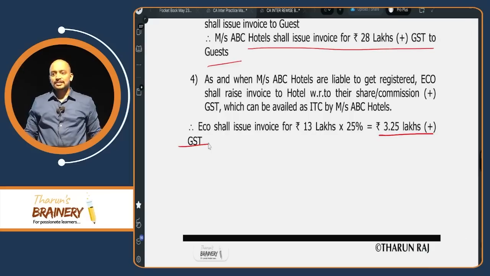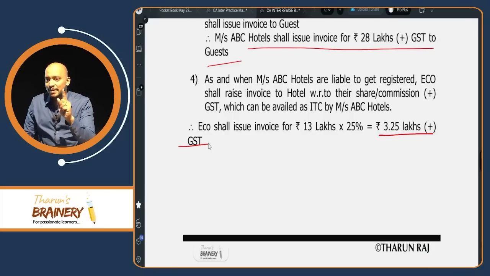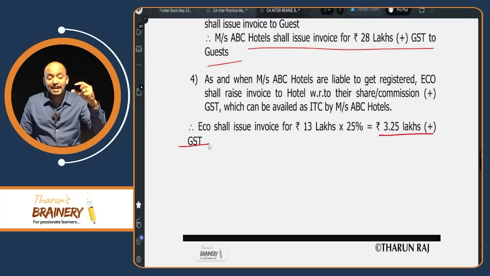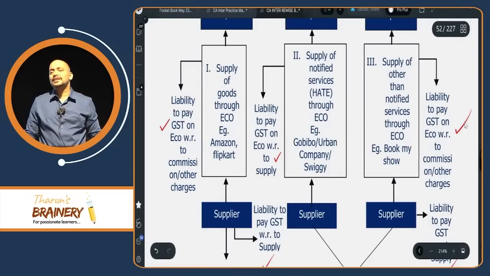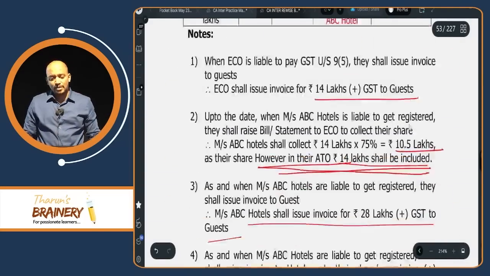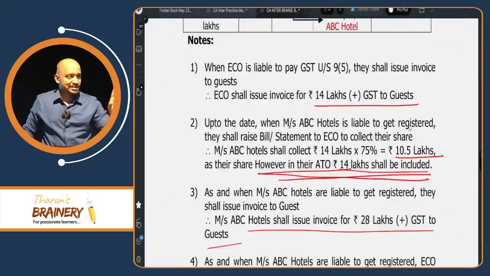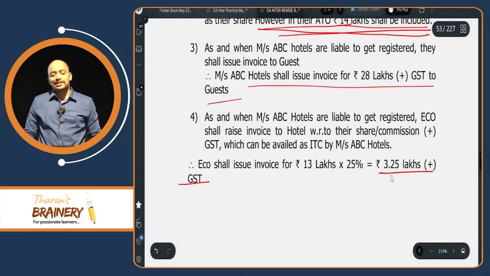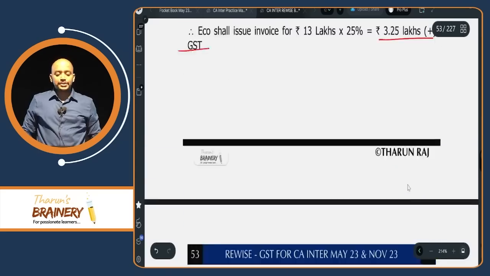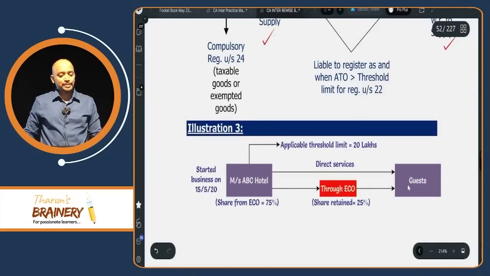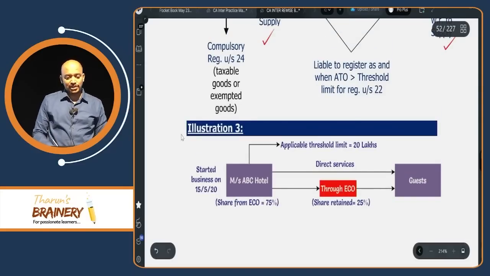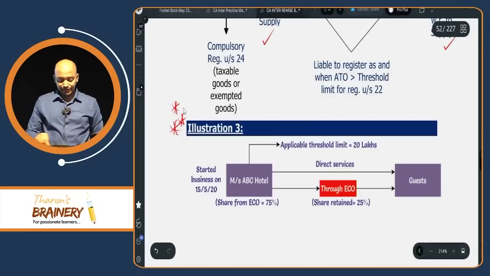E-commerce operator. So, whenever the supplier is paying GST on the supply, the e-commerce operator has to pay GST on the commission. Correct or not? So, what is the e-commerce operator's commission? 25%. On the 25%, the e-commerce operator shall pay GST. Understood here? So, this is the concept of supplies through an e-commerce operator. This illustration is very, very important. This can be tested. Okay.